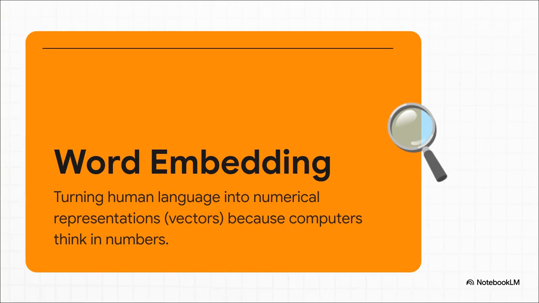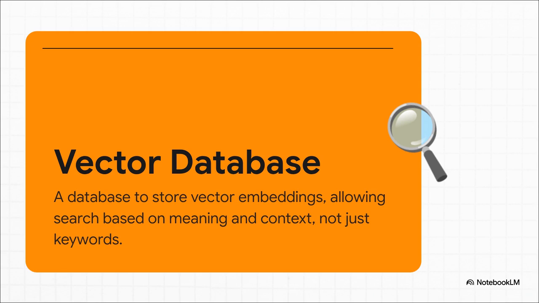First up, we've got something called a word embedding. At its core, it's pretty simple. Computers don't get words, but they're amazing with numbers. So embedding is this really cool process of translating the meaning and the context of our language into a long list of numbers. We call that list a vector. So now you've got all these numbers that represent meaning. Where do you put them?